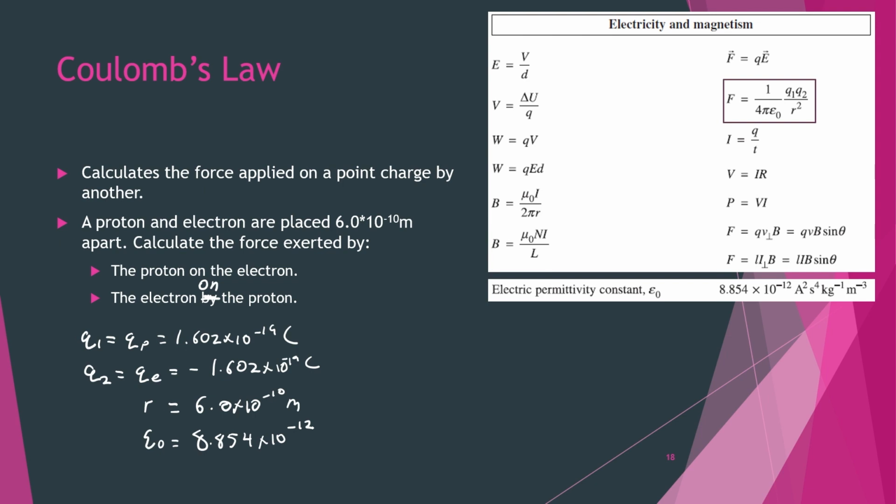Generally speaking, when we use this formula, we mark Q1 as the charge which is generating an electric field and Q2 as the charge which is experiencing a force due to the electric field of Q1. So from here, because we're calculating for force, and force is already the subject of Coulomb's law, as shown in your data sheet, all we need to do is substitute in the appropriate places and calculate.